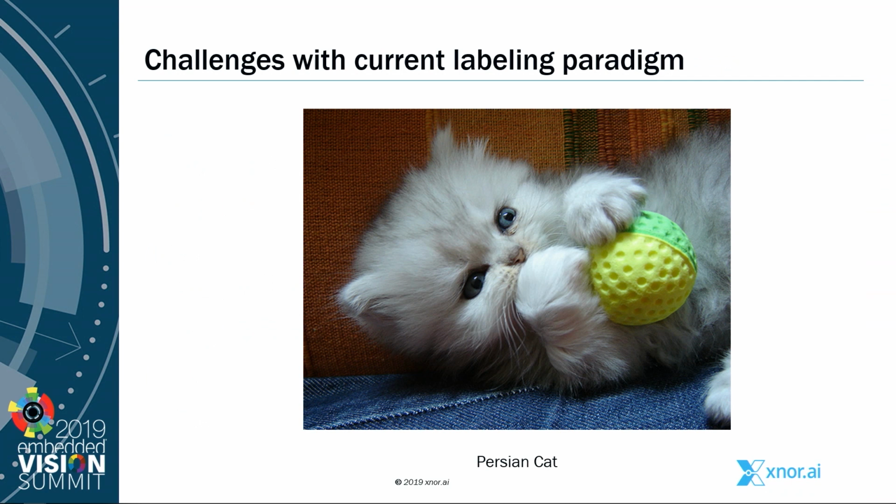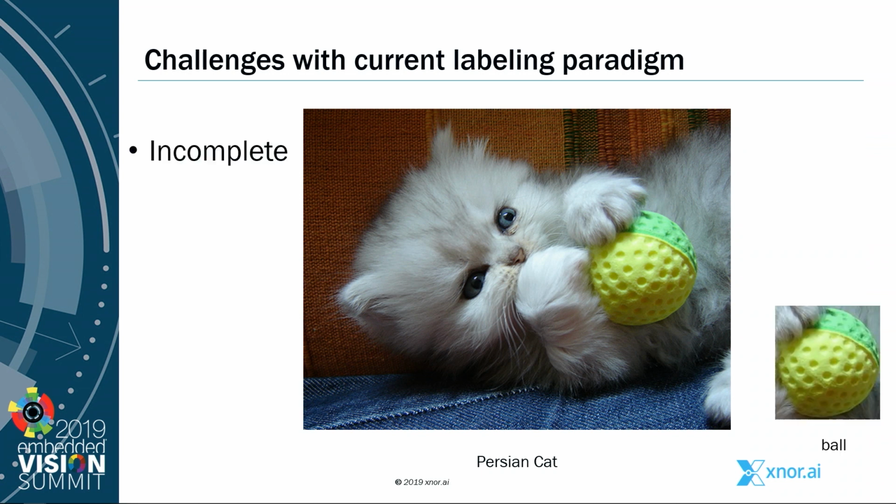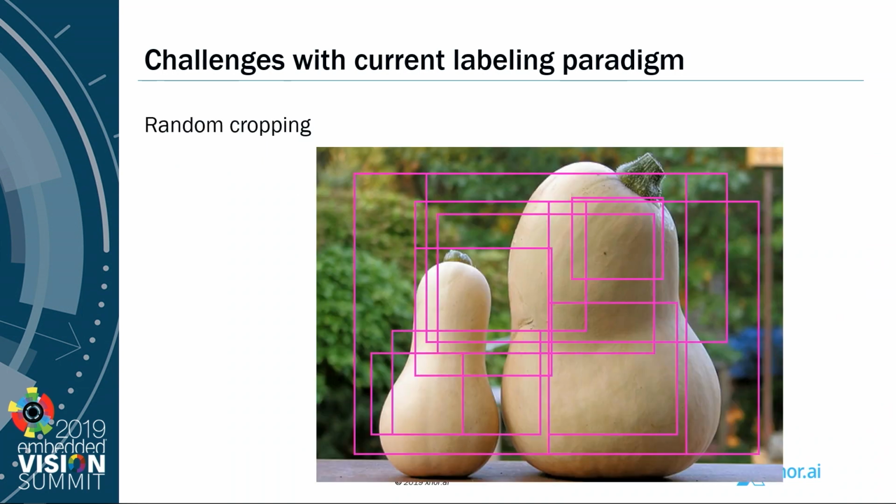This is one image from an ImageNet class. It's Persian cat. But clearly you can see there is an object in that image, which is a ball, another category of ImageNet, which is not labeled in this image. So in this sense, the labeling here is incomplete. And then look at this image. One of the common practices in data augmentation is random cropping.